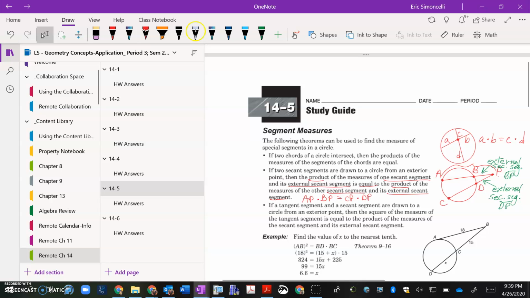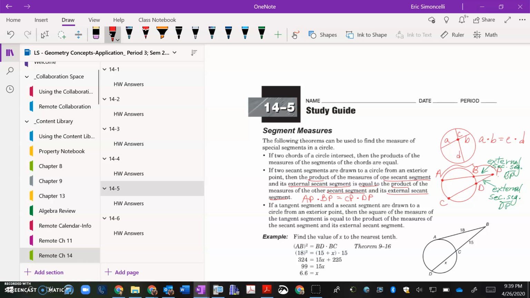So similar to what we saw in the last theorem, you will likely be given, on pretty much every problem, 3 out of the 4 values of secants and or external secant segments, and then you'll simply multiply and then divide to finish the process. Now the last theorem is going to be more specifically discussed in the example just below. I'm going to read through and then we'll talk about the example.